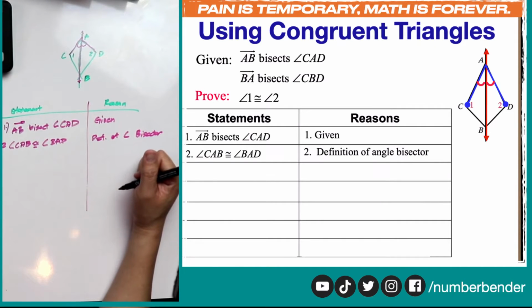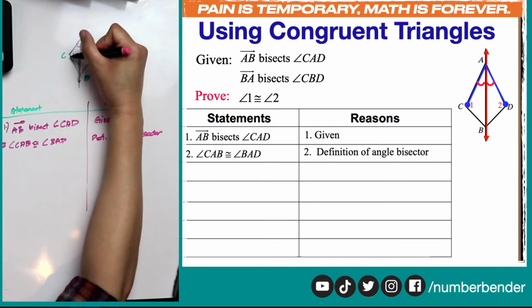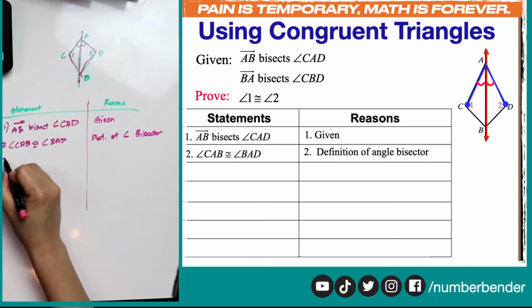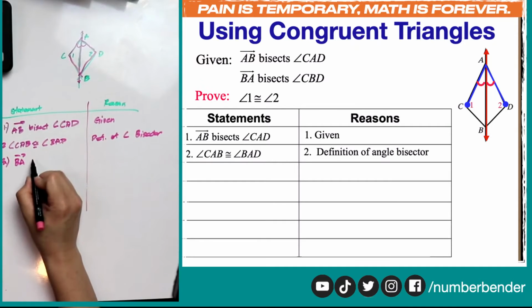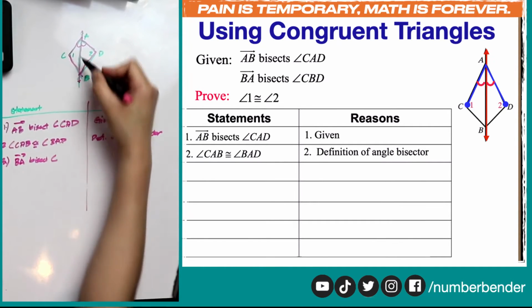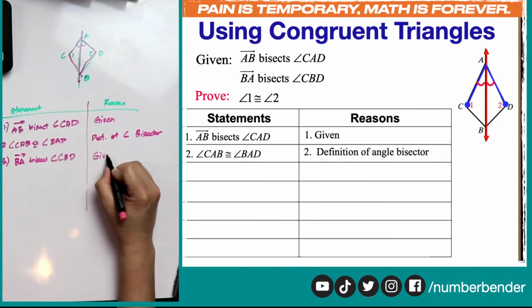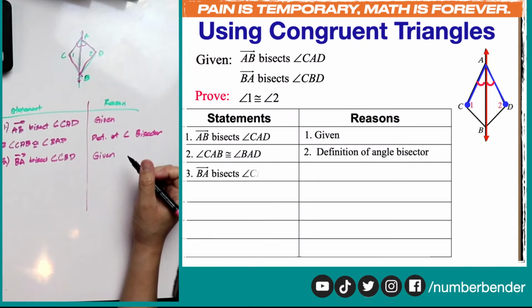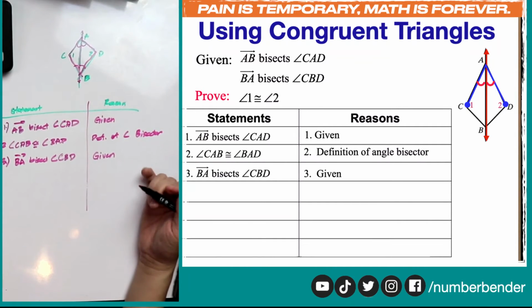And the next thing that we can do is focus our attention on our bisector. So we can say that this bisector is also bisecting CBD. We know that AB or BA, we can interchange them, bisects angle CBD, because it's the given information. And by using this information, we are now able to share that this angle is also congruent to this angle because that is the definition of an angle bisector.